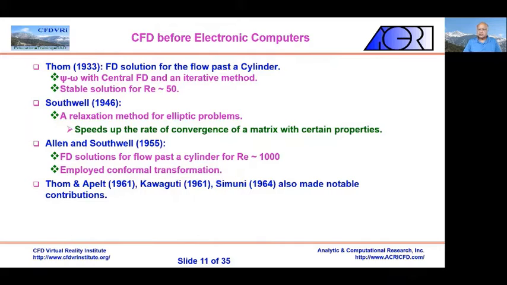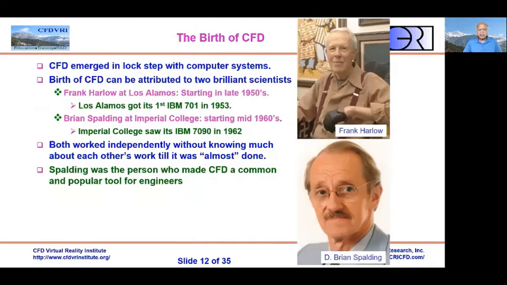They also made another innovation, which was that they employed conformal transformation. An infinite domain behind or around the cylinder was mapped into a finite domain through analytical transformation. Thom and Apelt, Kawaguti, Simuni, and many others made very notable contributions during this period. But the actual CFD started in lockstep with the electronic computer systems.